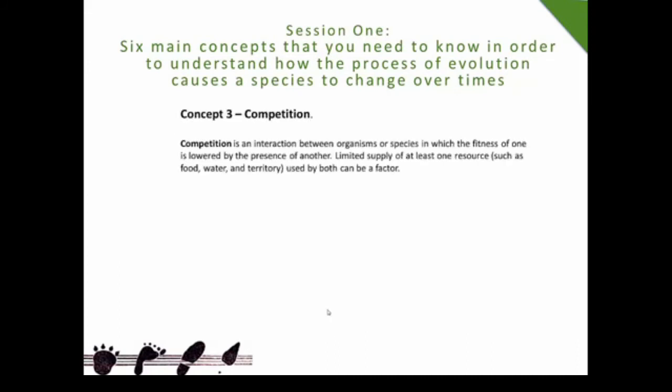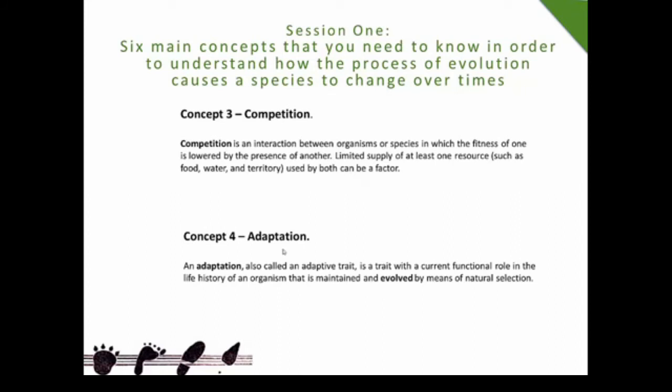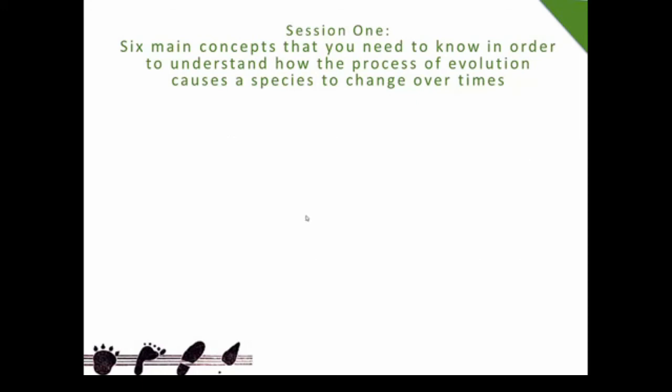So, other concepts. Concept 3, competition. Competition is an interaction between organisms or species in which the fitness of one is lowered by the presence of another one. The limited supply of food, water, territory, and so on can lead to competition. And adaptation. Adaptation is sometimes also called an adaptive trait, and is a trait with a current functional role in the life history of an organism that is maintained and evolved by means of natural selection.